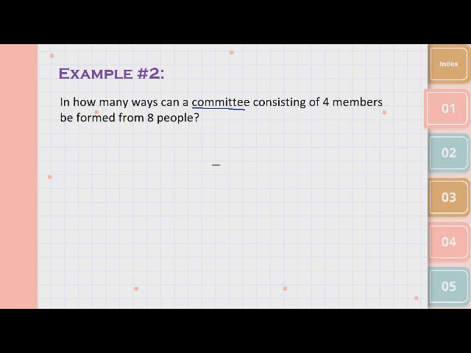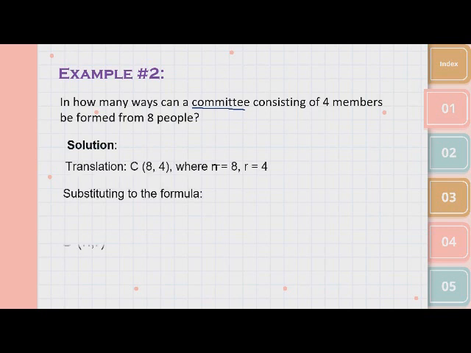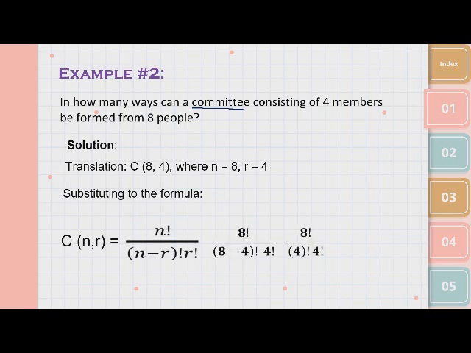So we are going to apply combination, and our solution will be the combination of 8 taken 4. With the substitution, our final answer is equal to 70 ways. You may also use the permutation of 8 taken 4 divided by 4 factorial, and you will get the same answer, 70 ways. I hope you got it.